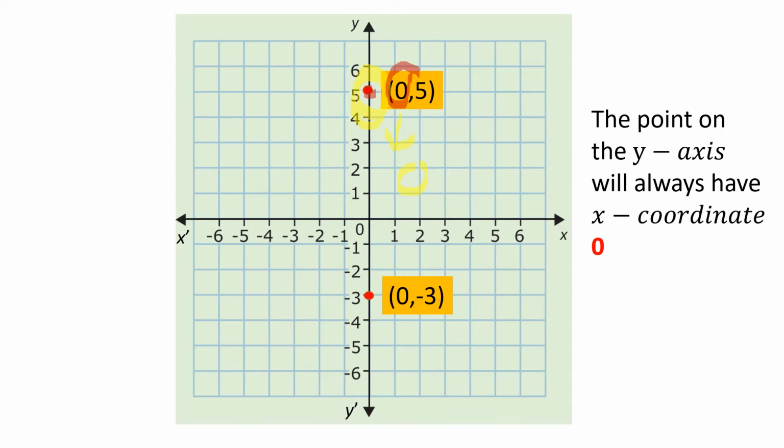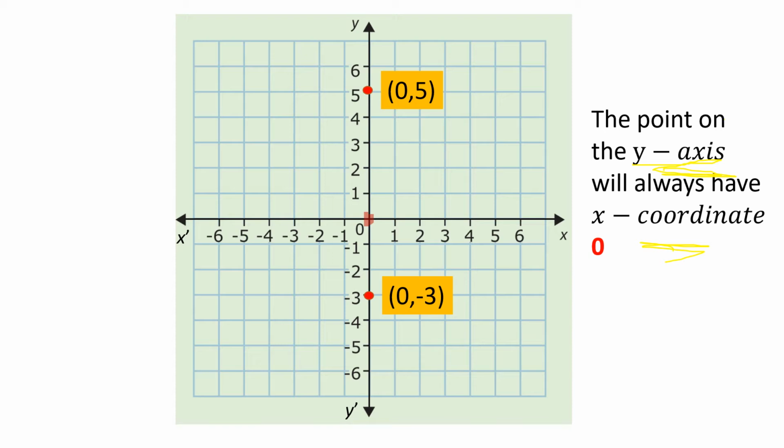Another example: here we have taken (0, -3). So you can see (0, -3). Now -3 is on the y-axis and the x coordinate is 0. So x is 0 and -3 is the y coordinate, right? So -3 is on the y-axis. Whenever a point is on the y-axis, then the x coordinate will be what? 0. So what have we learned? Whenever a point is on the y-axis, then the x coordinate will always be 0.